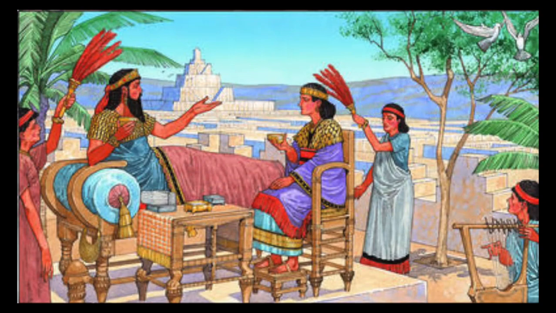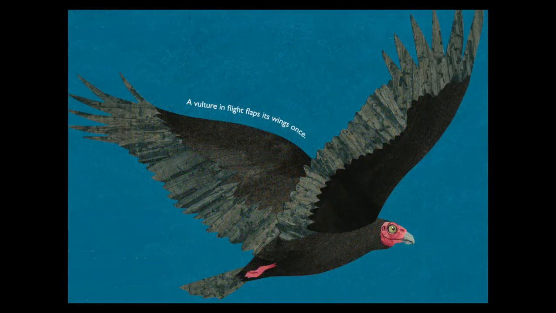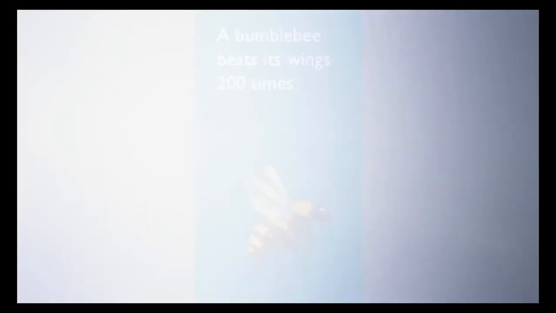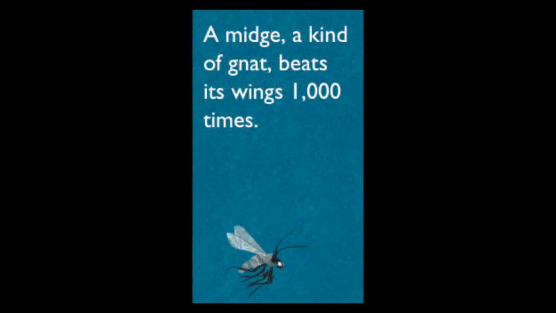The second doesn't relate to any cycle in nature. It's a human invention and the shortest interval of time. The Babylonians came up with the idea of the second about 4,000 years ago, but they had no way to measure such a short interval of time. In 1 second, a vulture in flight flaps its wings once. A hummingbird beats its wings 50 times. A bumblebee beats its wings 200 times. A midge, a kind of gnat, beats its wings 1,000 times.